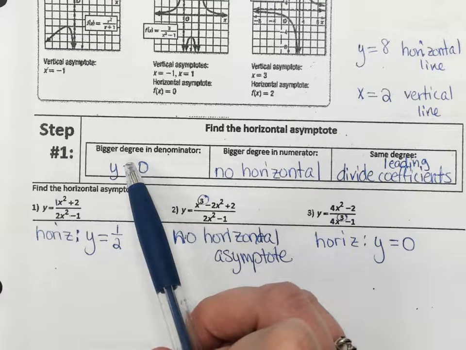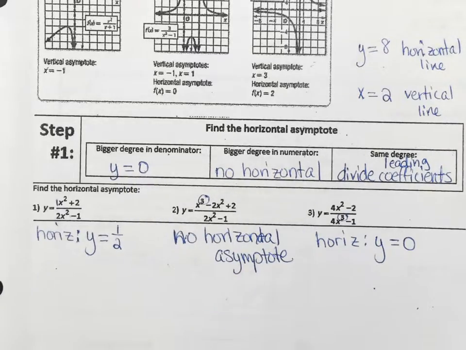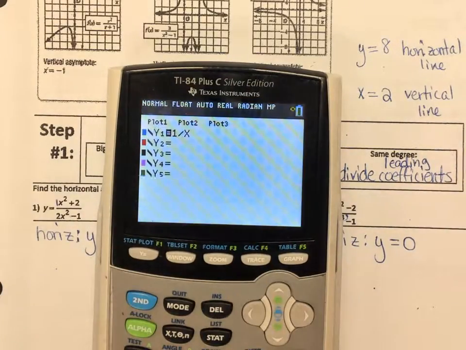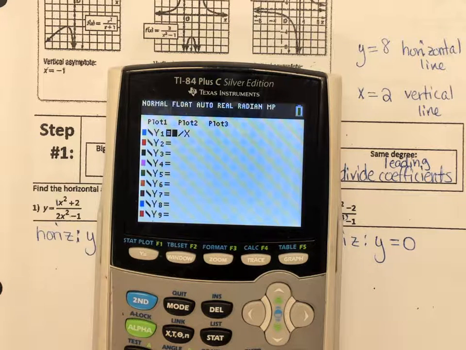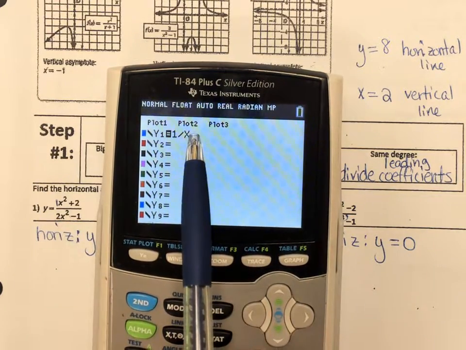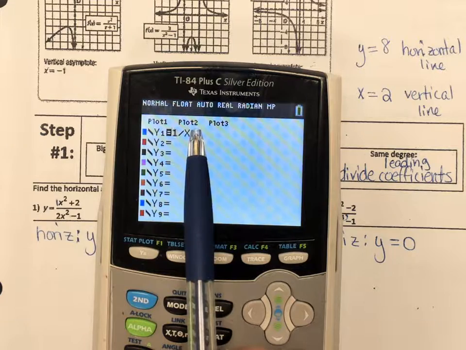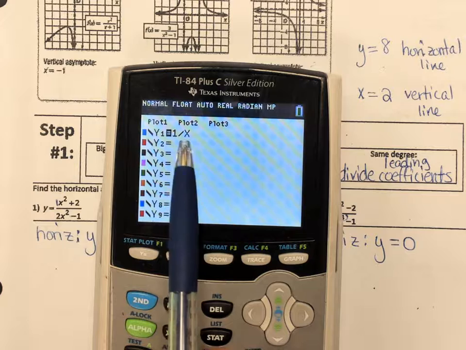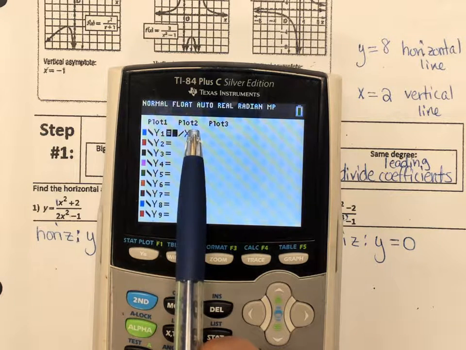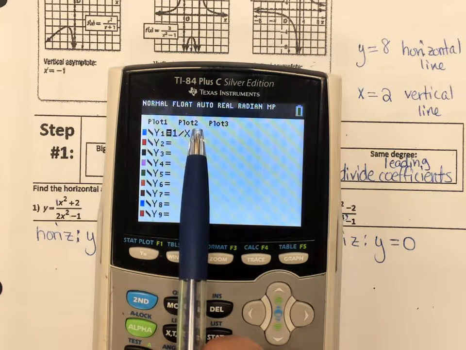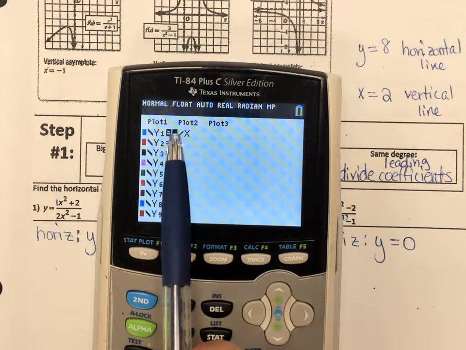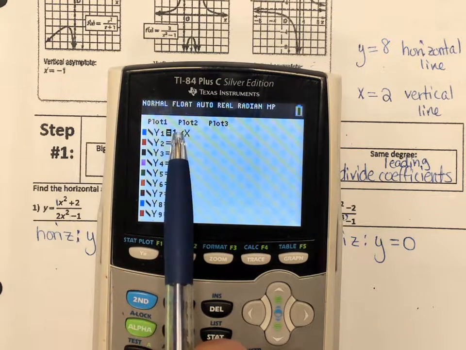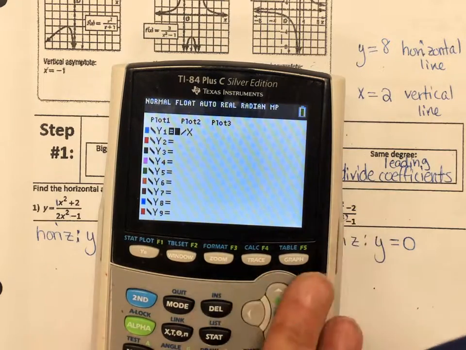What was the degree in the denominator? It's a 1. The exponent is a 1. We're on this one right here. So what's the degree in the denominator? 1 is the exponent, the degree. Does it have an x in the top? No, so 1 is bigger, it's on the bottom. Does that make sense?